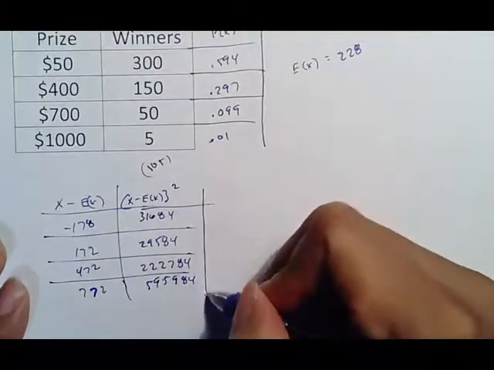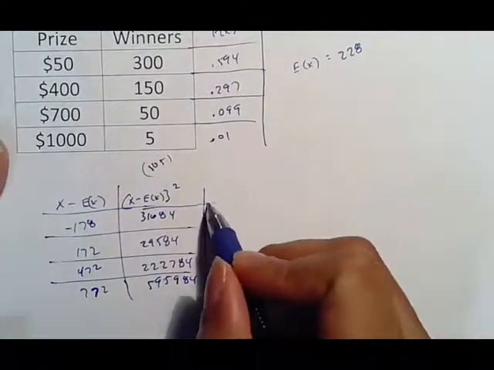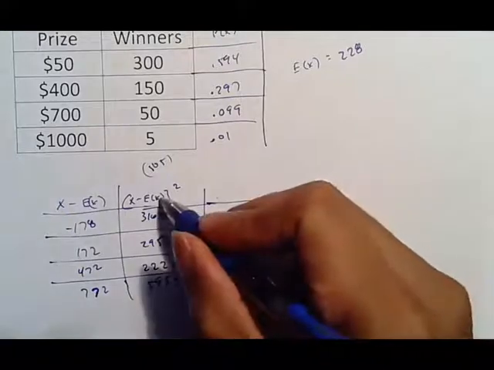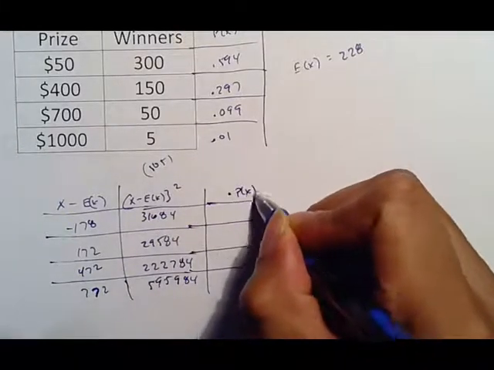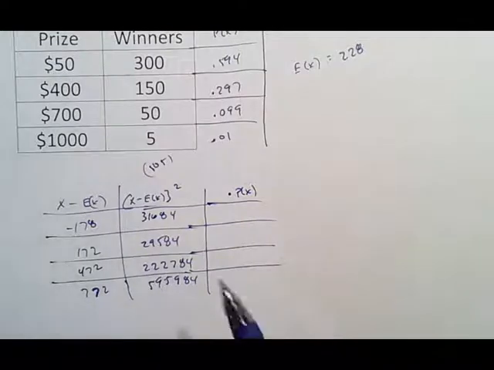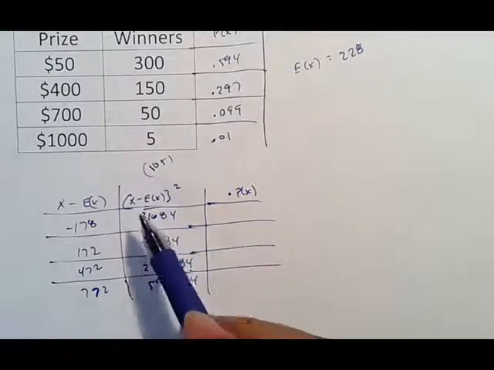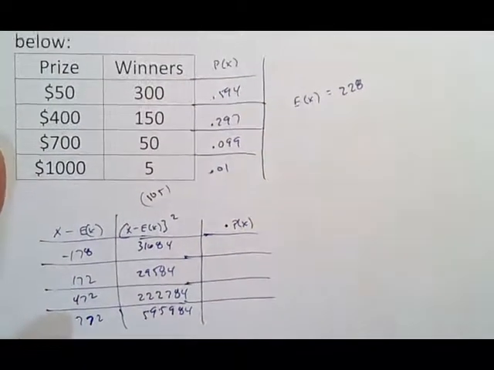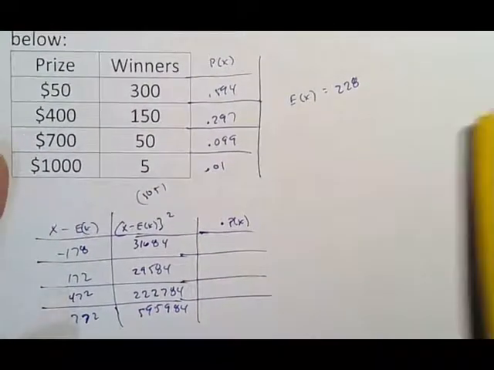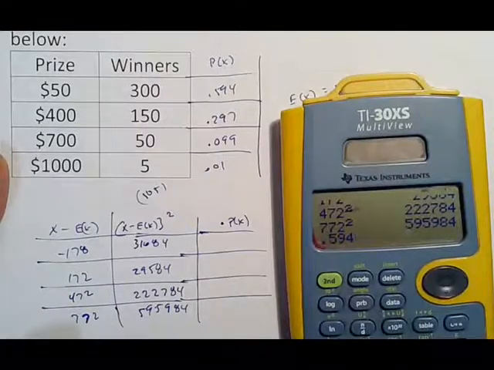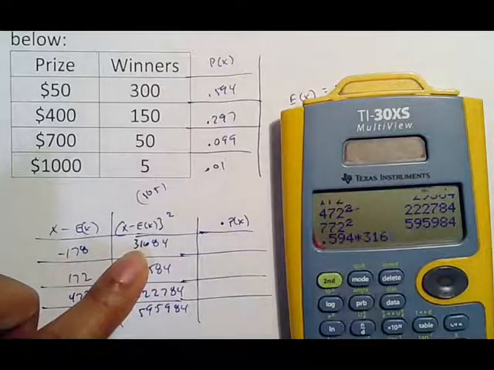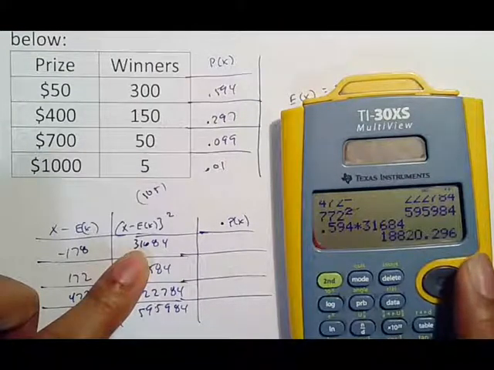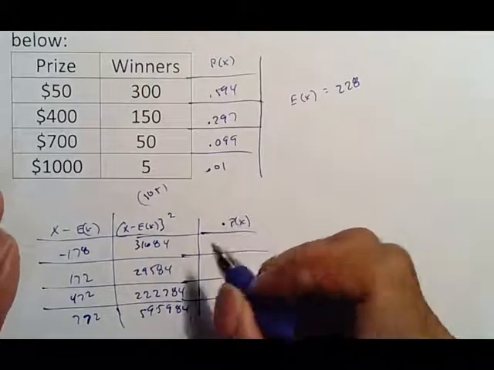Okay. The next thing we want to do is take this amount times p of x. So in other words, now that we have the difference squared, which gives us a number, we want the chances of that happening. And so now we go back to our p of x chart, which is 0.594 times 31684, which is 18,820. And yes, we are going to keep those as whole numbers.